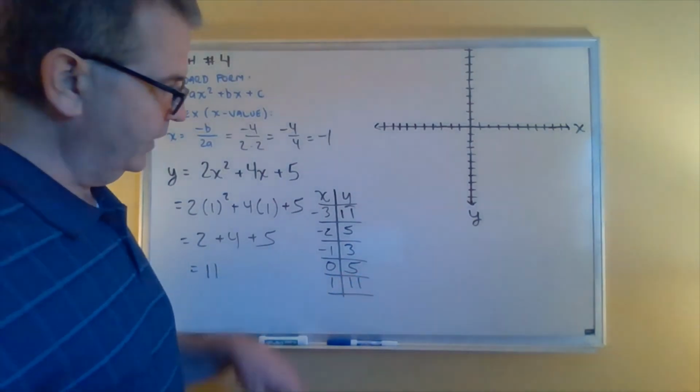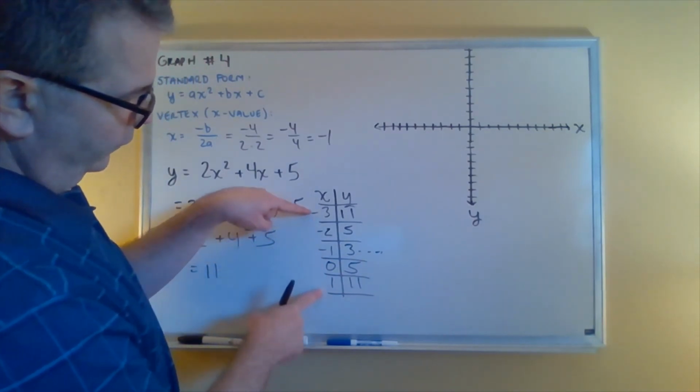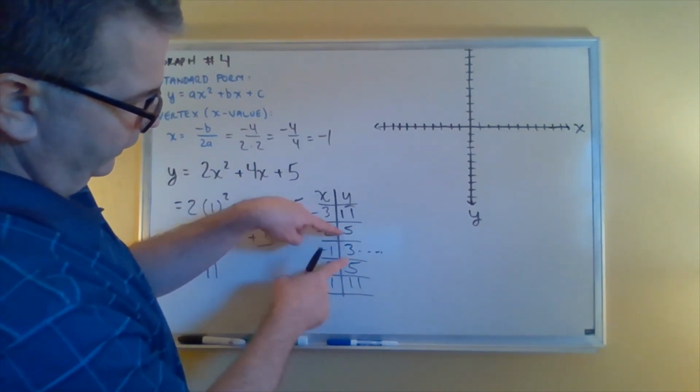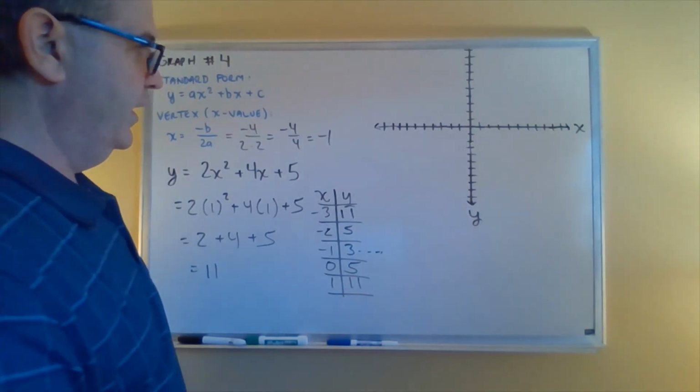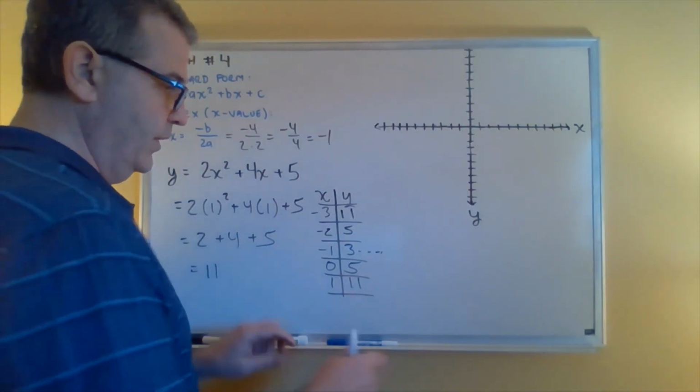Now I look at my t-chart here. This is my vertex. I'm going to make sure I got that nice reflection going on. So I started 3, 5, 11. I do have a reflection, so I can be confident these are my 5 points that are going to make up my parabola.